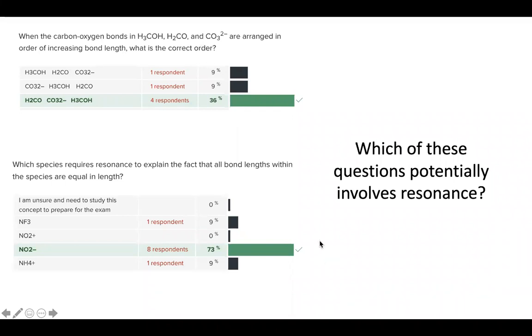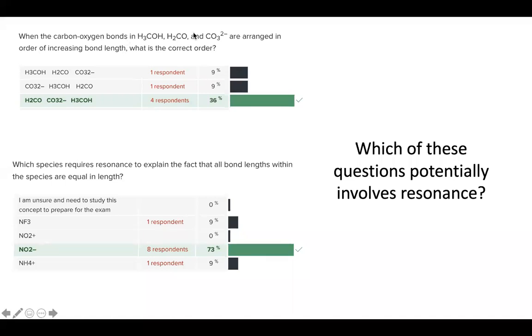If I look more closely, I think the top one also involves consideration of resonance. Really classic question. This was set up similar to the first practice test. It's asking about the carbon-oxygen bonds that I would have in these different molecules or polyatomic ions. And it's asking about the bond length. So what I need to do is draw the Lewis structure, look at the bond order, and potentially think about resonance.